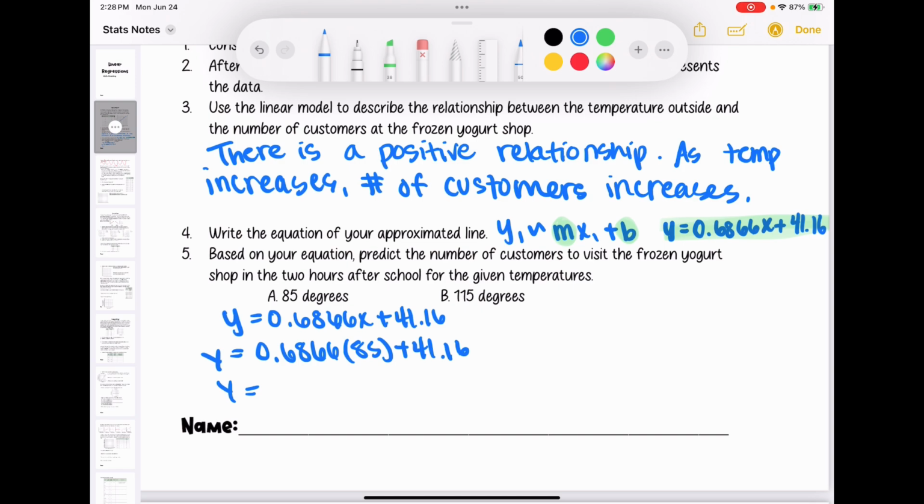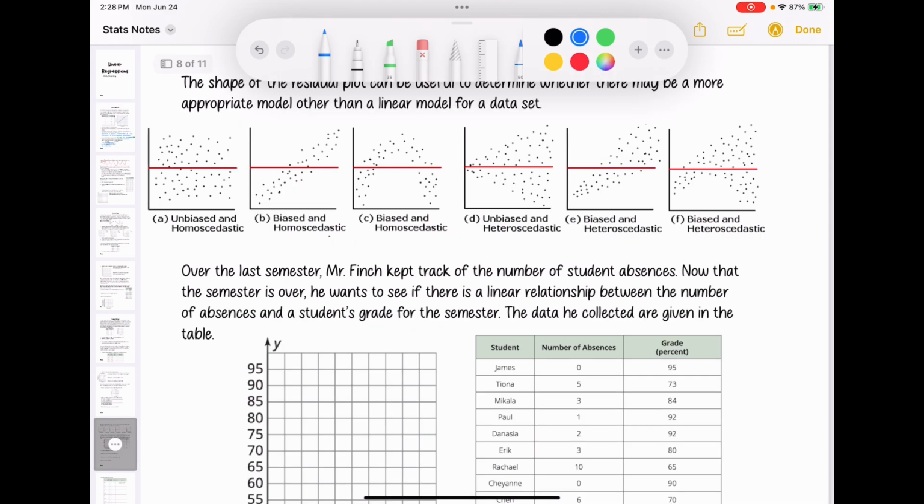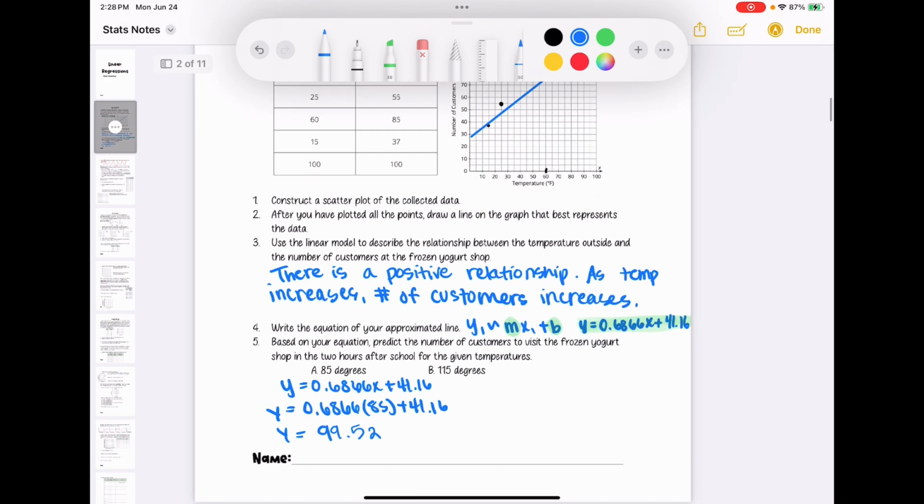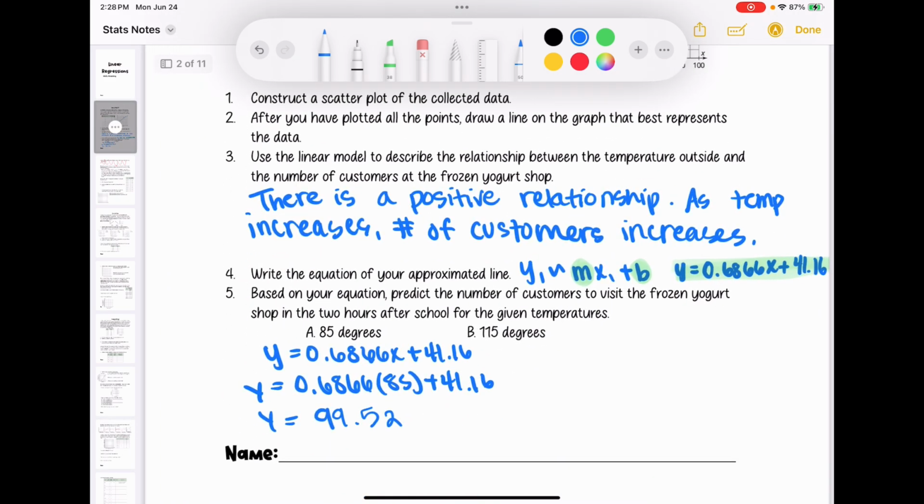Then you can plug that into your calculator, and when you do, you should get 99.52. Okay, this is what you would type into your calculator.